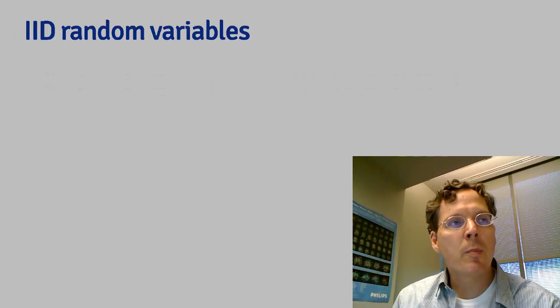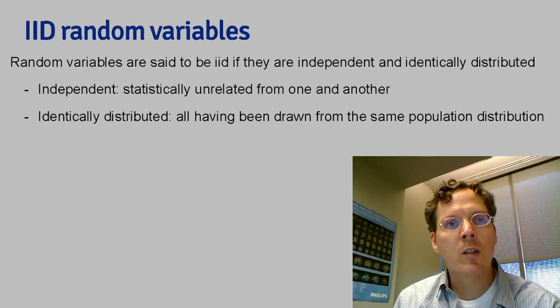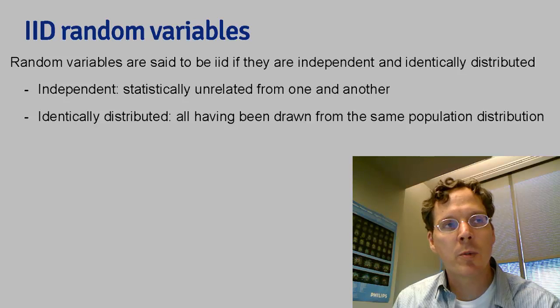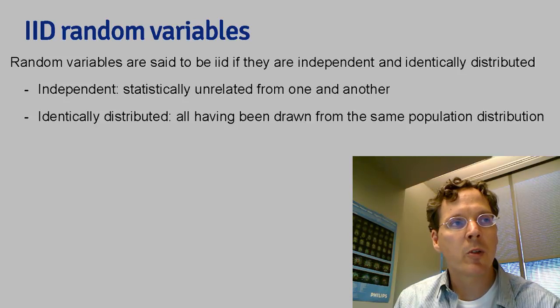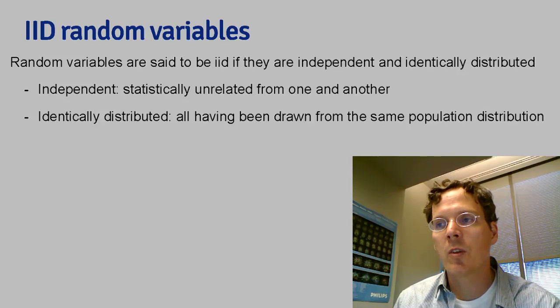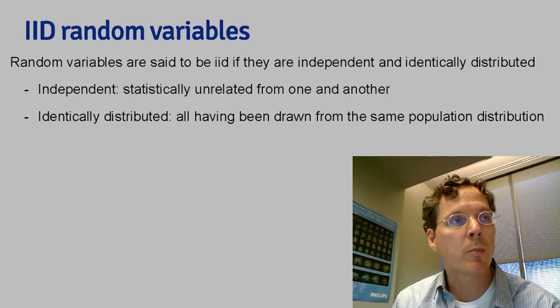In this class, the main way we're going to use independence is that we're going to assume that a collection of random variables are independent and from the same distribution. We call such random variables independent and identically distributed. So you might think of several coin flips as IID because they're independent. One coin flip is independent from the next one, and they all arise from the same distribution, 0.5 for heads and 0.5 for tails.